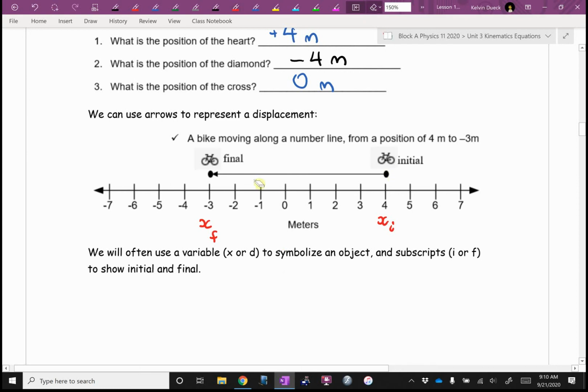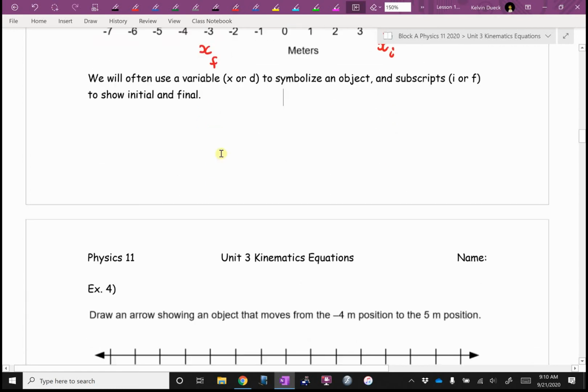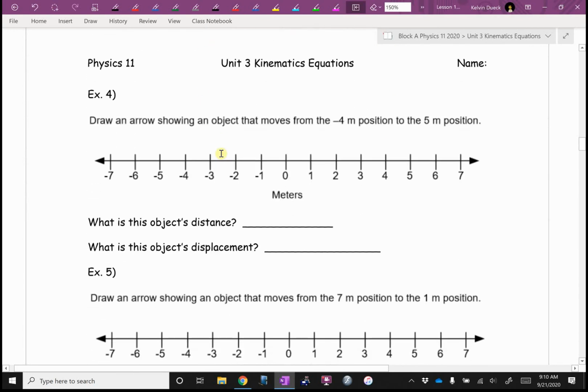What would the distance that this bike traveled be? 7 meters. What's its displacement? -7 meters, or 7 meters to the left. Not -3, because it didn't start at 0, it started here. Look, initial. What's its change in position? Started at 4, ended up at -3. Its change in position is -7 meters. Can't assume that it started at 0.